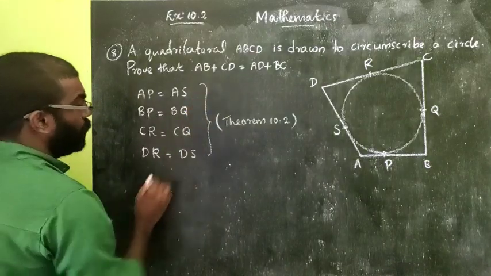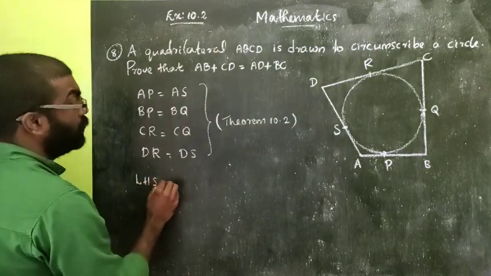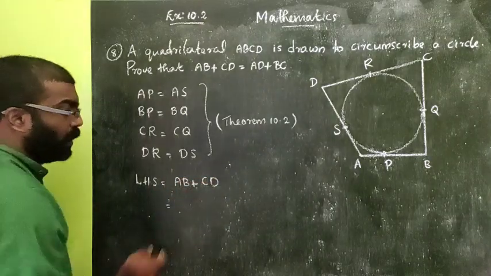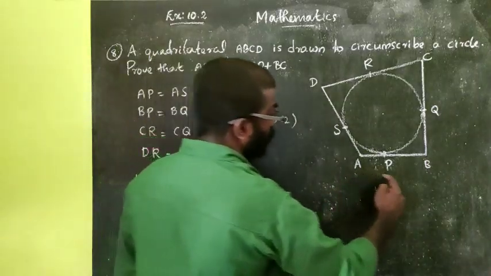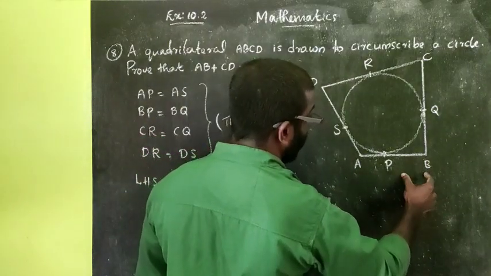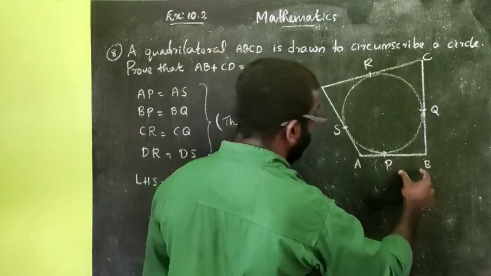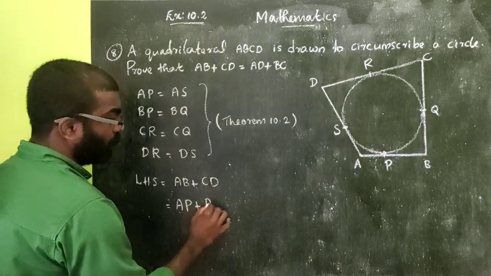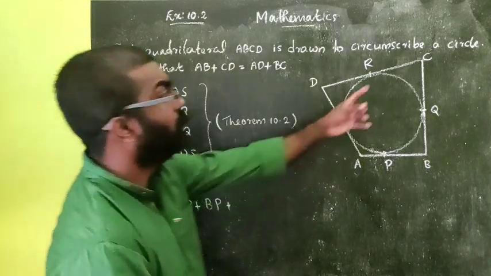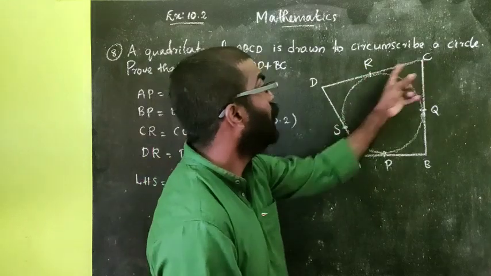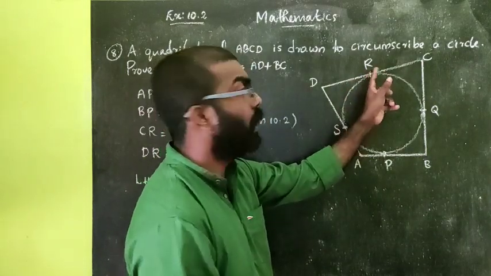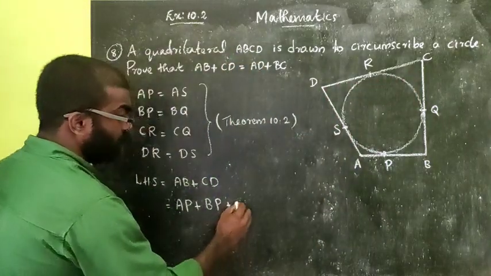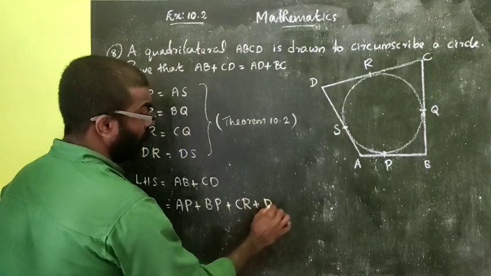Now we can take the LHS part. LHS is AB plus CD. We can split AB into two parts: AP plus BP. So AB can be written as AP plus BP. Then what is CD? The total length CD is given by CR plus DR.